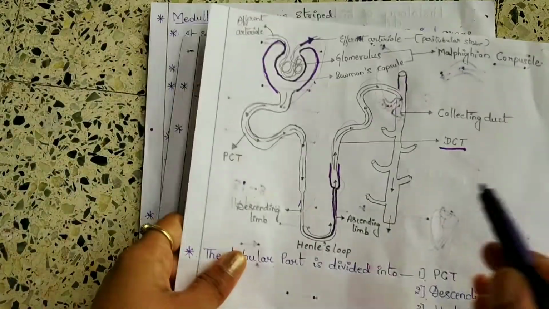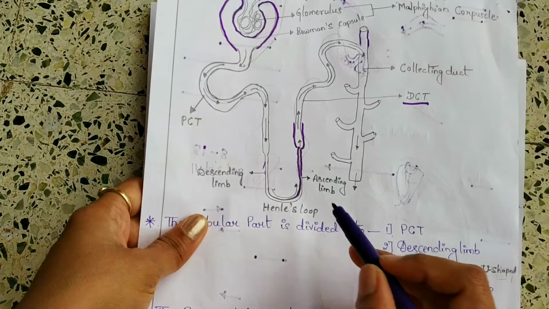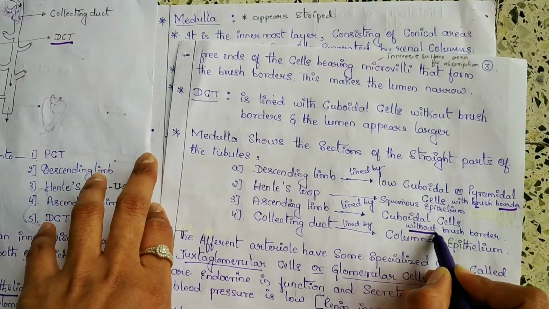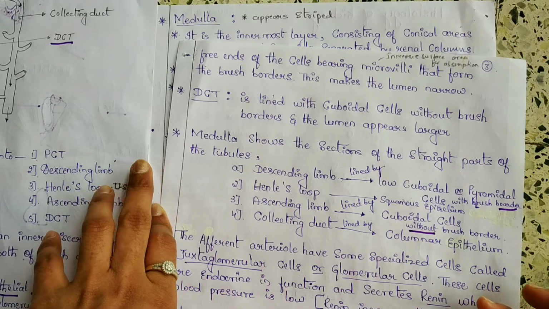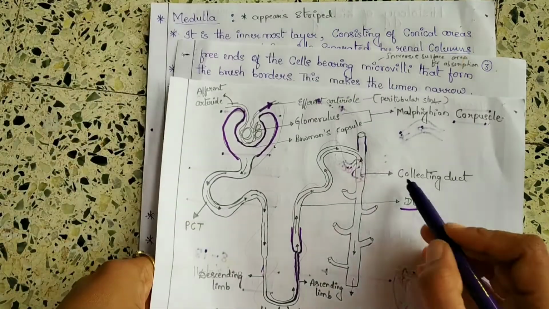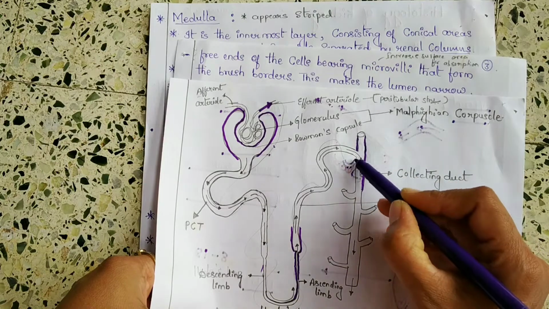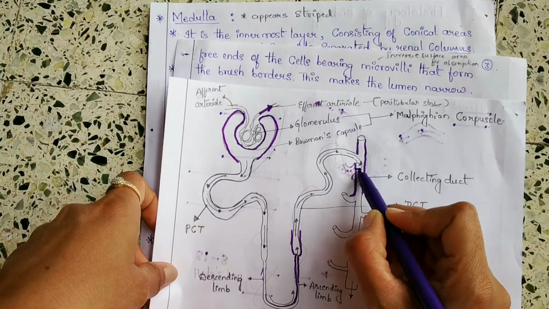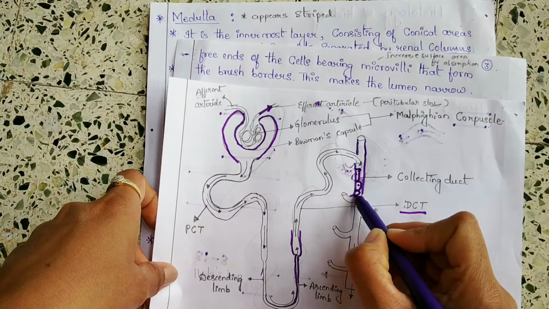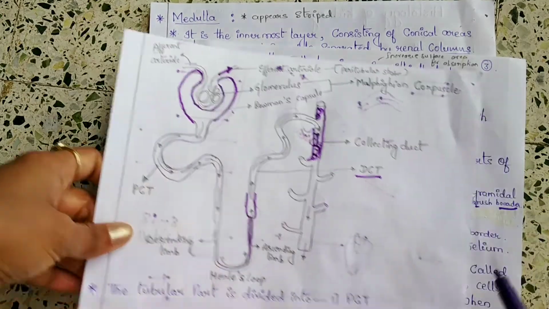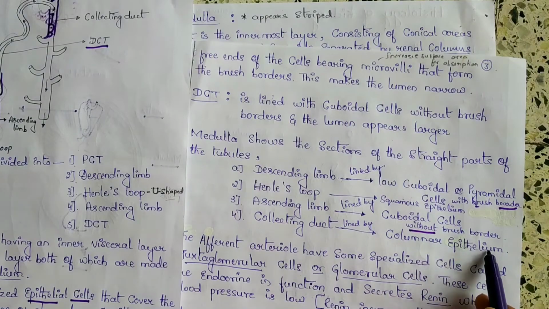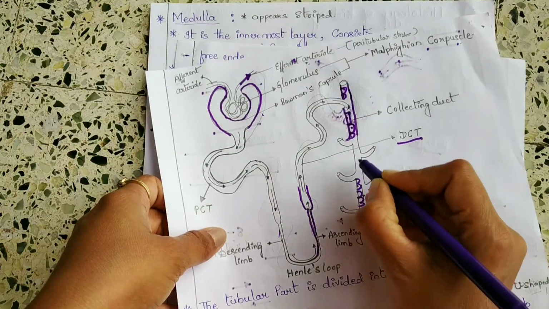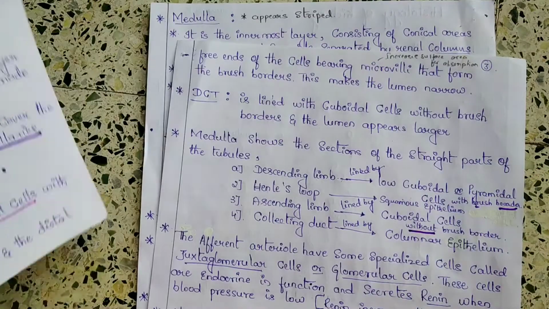And there is one more part, this ascending limb, which is lined by cuboidal cells but without brush border. Okay, the last part is the collecting duct. You can look here, this is the collecting duct, and it will be made up of columnar cells, columnar epithelium. That is the collecting duct.